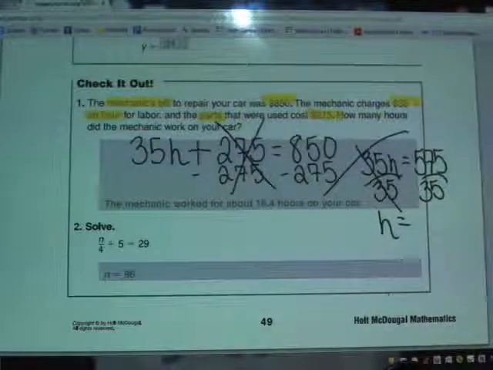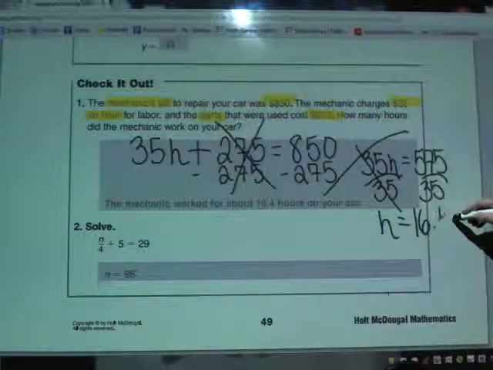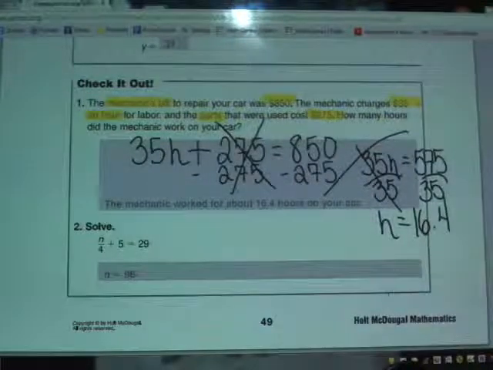575 divided by 35 will yield my result, and when I take 575 and divide it by 35, I get 16.428, which, as you can see, they've rounded to just 16.4. So the mechanic worked approximately 16.4 hours on our car.